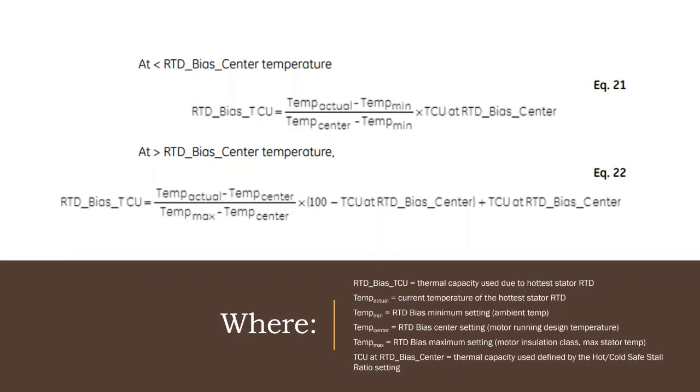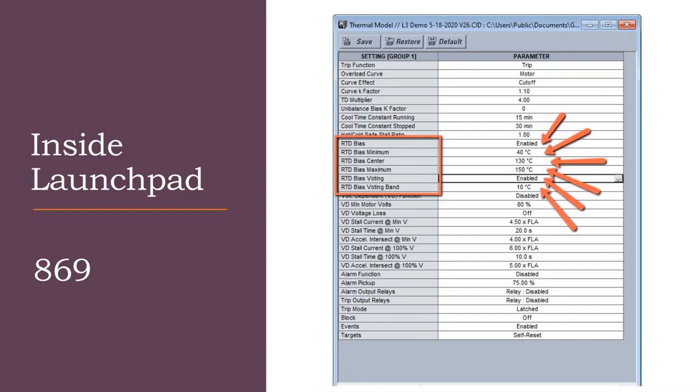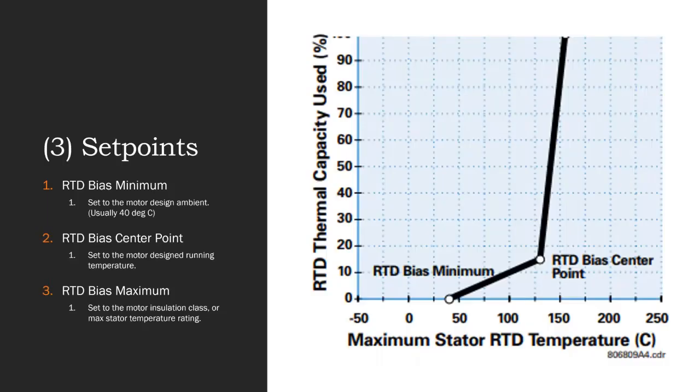Okay? The equation changes when the actual temperature is greater than the RTD bias center temperature to avoid dividing by 0. And so this equation basically normalizes where we are along that chart. I'm going to move back to that slide and show you what I'm referring to here. We are moving along this line, basically. As the temperature goes up in the stator, we are moving along this line. And these equations will help us compute the thermal capacity used in the RTD bias mode.